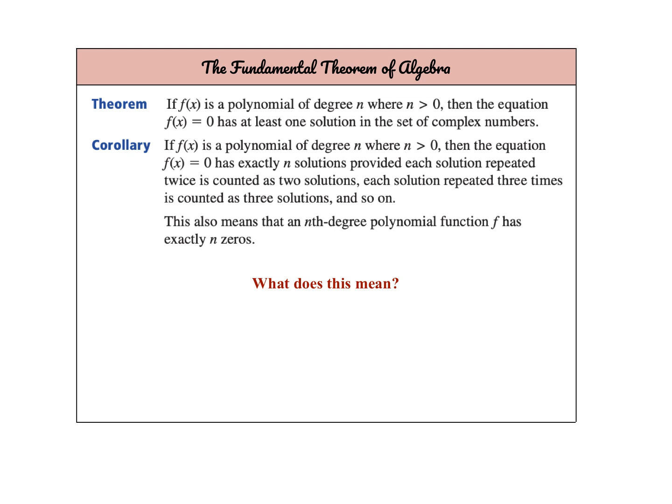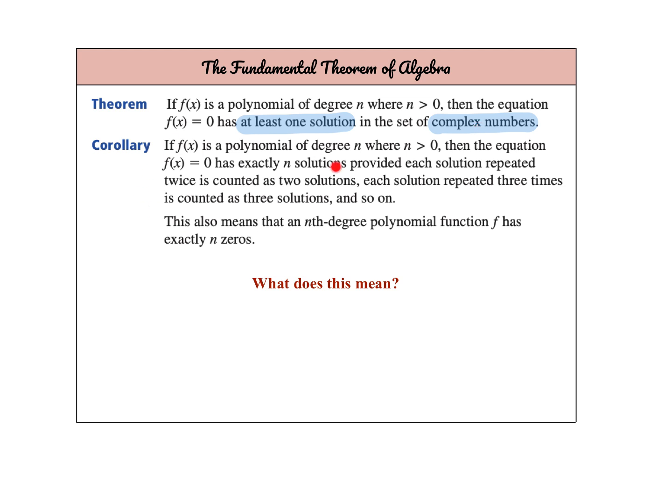So today we're going to keep solving equations, but now we're going to work in what's called the fundamental theorem of algebra. So here's the fundamental theorem of algebra. It says that if f of x is a polynomial of degree n, where n is greater than 0, then the equation f of x equals 0 has at least one solution in the set of complex numbers. So this is really not anything super mind-blowing. It's essentially saying all polynomial equations have at least one x-intercept, and it can be real or imaginary.